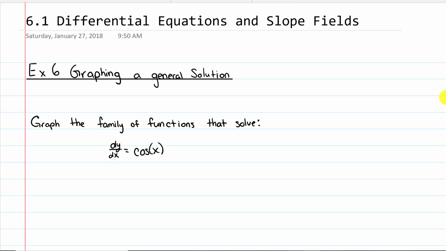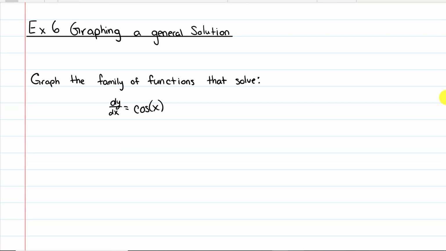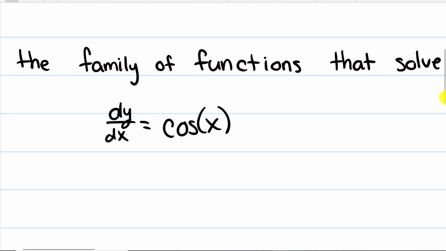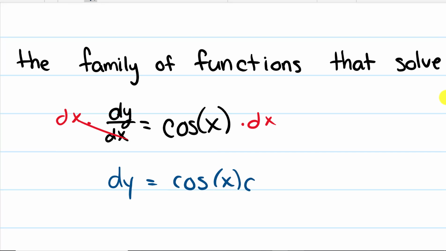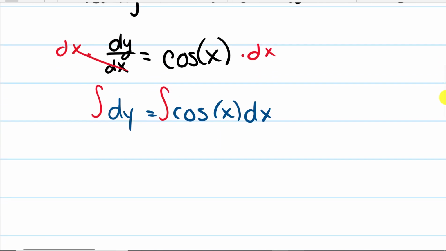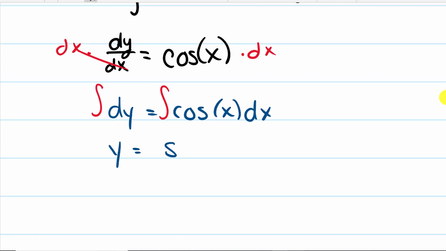So in example 6, we're going to graph the family of functions that solve dy/dx equals cosine of x. This means that when you take the derivative of the function, we're going to get cosine of x. So the first step is to determine the general solution. To do that, we multiply both sides by dx, and we get dy is equal to cosine x dx. Then we're going to integrate both sides with respect to each variable.